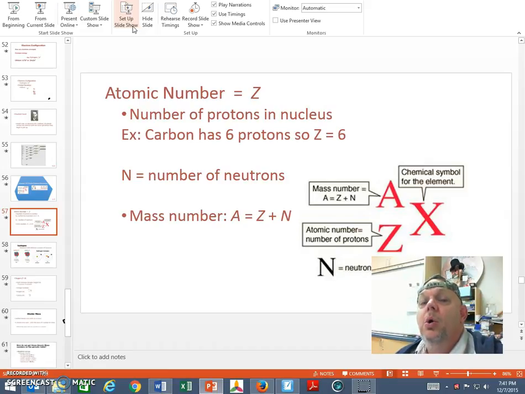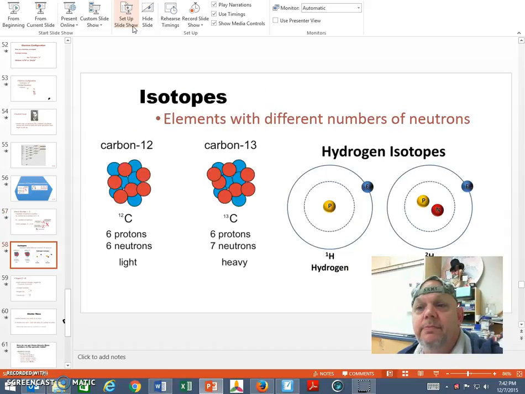Now, what about the mass number? Well, the mass number, remember, you're adding the number of protons and the number of neutrons together. Now, you may have heard of carbon-12 and carbon-14. Carbon-14 is an isotope of carbon-12. Remember, an isotope has to do with the same kind of atom, same element, different number of neutrons. So we have elements with different numbers of neutrons, but the same number of protons.